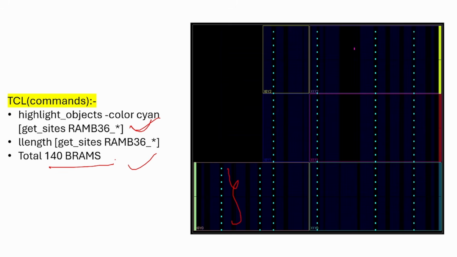In the further videos, let us look at the other ingredients of the FPGA and also how the Verilog code is mapped to the hardware.